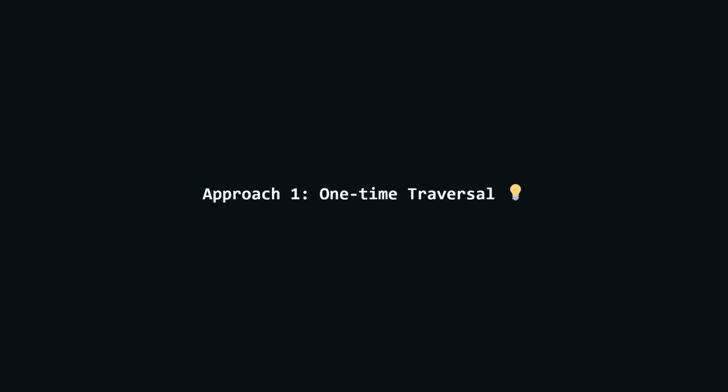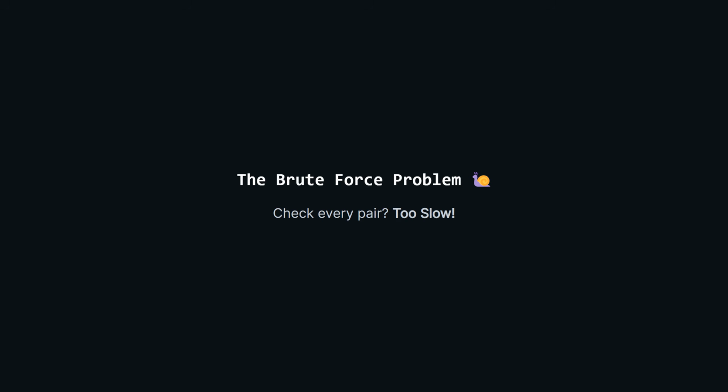The editorial gives us one incredibly clean solution, which they call a one-time traversal. Let's look at the intuition behind it. The naive way to solve this would be to check every single number against every other number ahead of it. But for a massive list, that takes way too long.